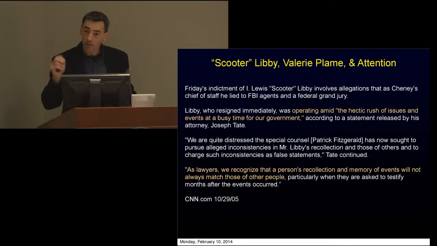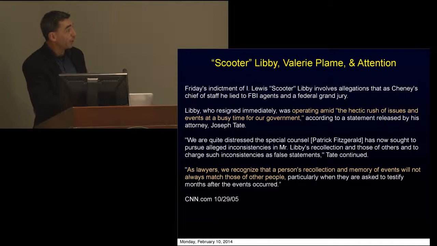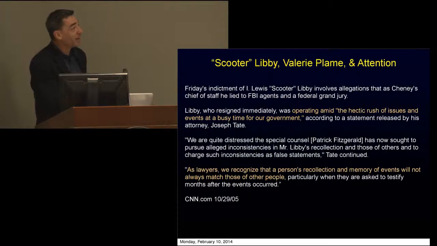And here's the quote, the start of this quote I particularly like. The attorney goes on to say, as lawyers, not as humans, but as lawyers, we recognize that our clients may sometimes report memories that differ from the reports of other folks. I like the "as lawyers," it implies something, but we recognize that a person's recollection and memory of events will not always match those of other people.